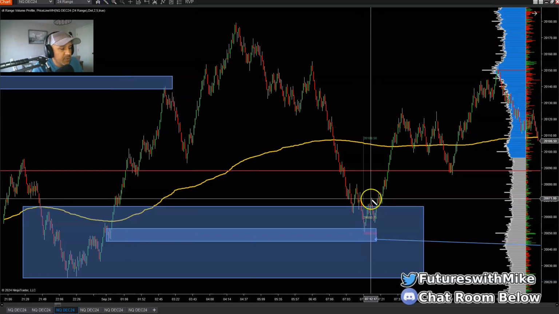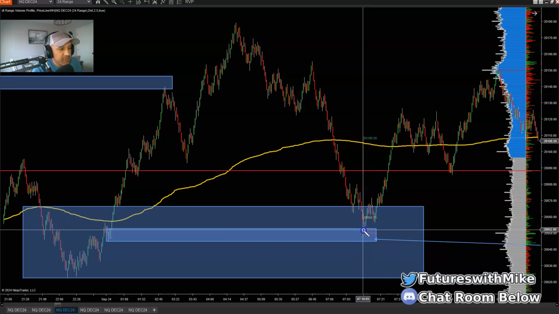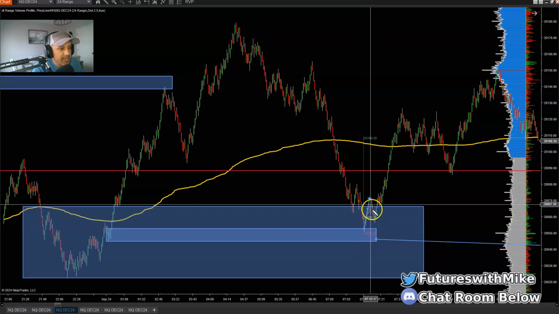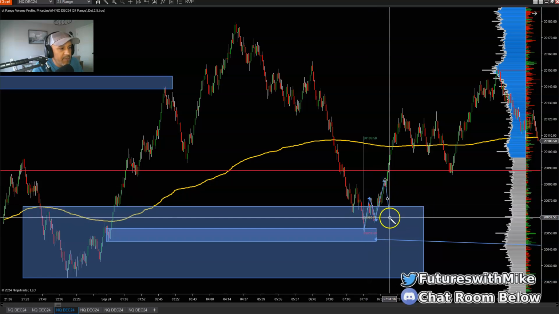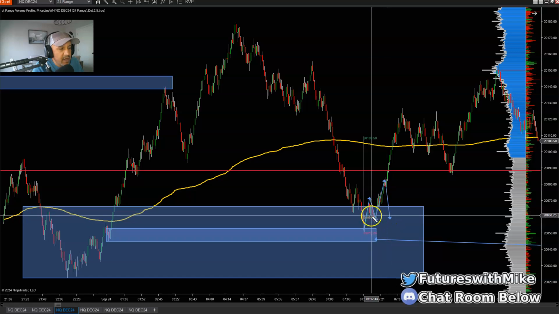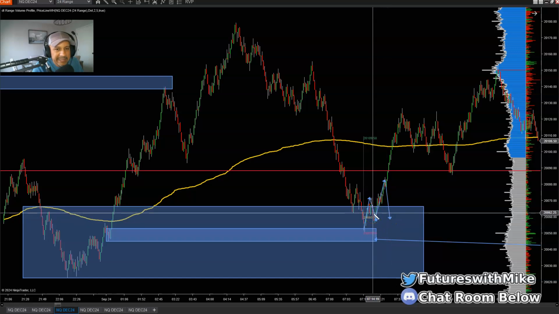This was a structure break here to the inside, to the upside off the lower base chart. So it did this pull back, okay, and this is a structure break to where it then pulled back to this key area of demand here. I will take that trade.